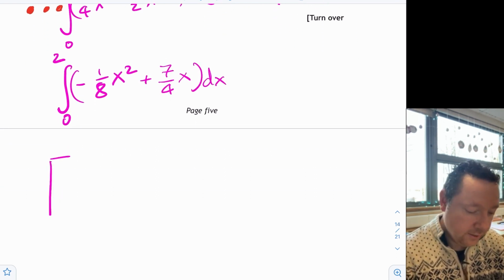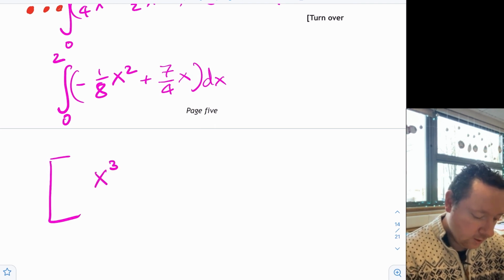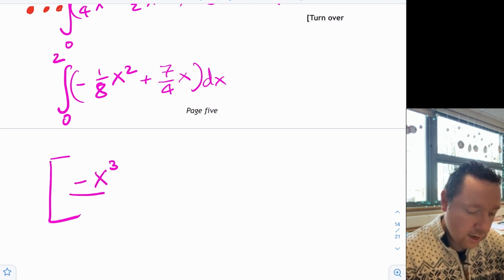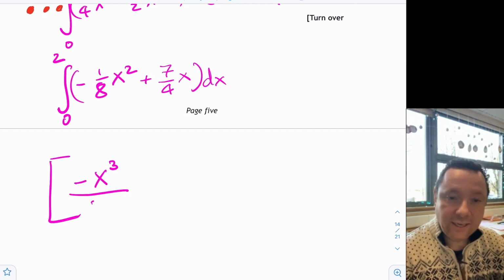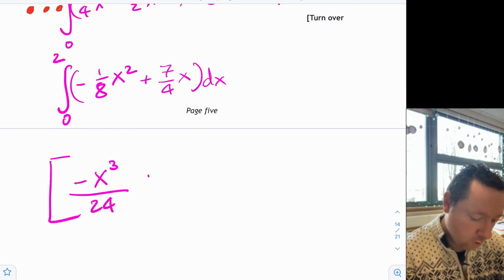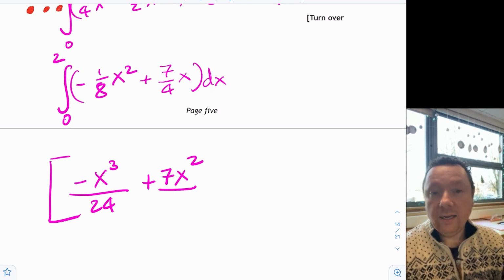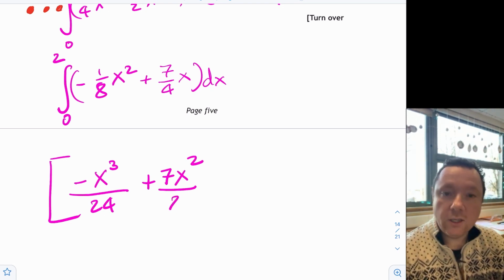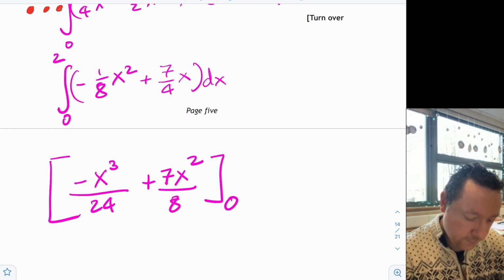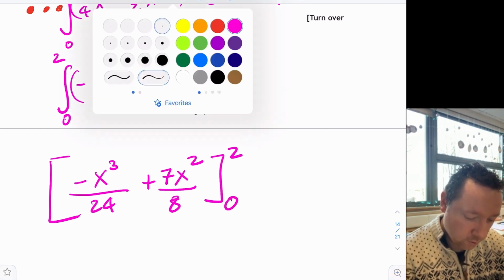And then we need to integrate it. That gives us x cubed. Add 1 to the power and divide by the new power, so 3 times 8, which is 24. And then plus x squared. I've got 7 still, but I need to divide by 2. I've got 4 already on the bottom, so 4 times 2 is 8. And that's between 0 and 2.